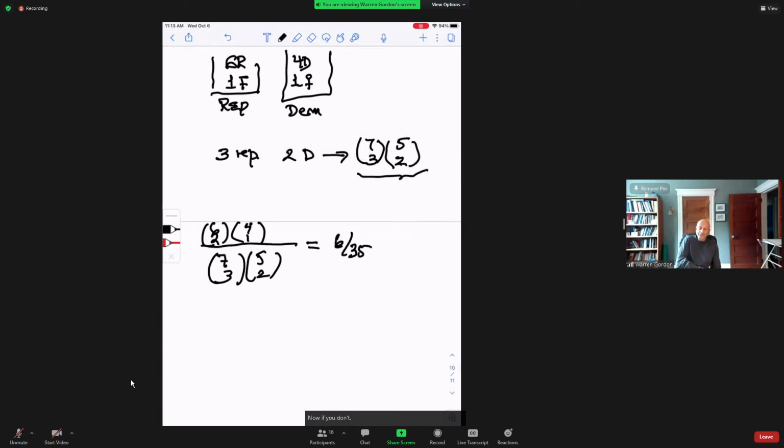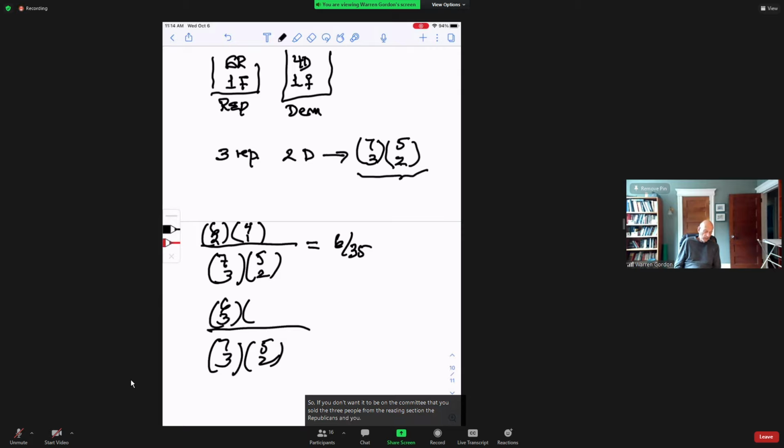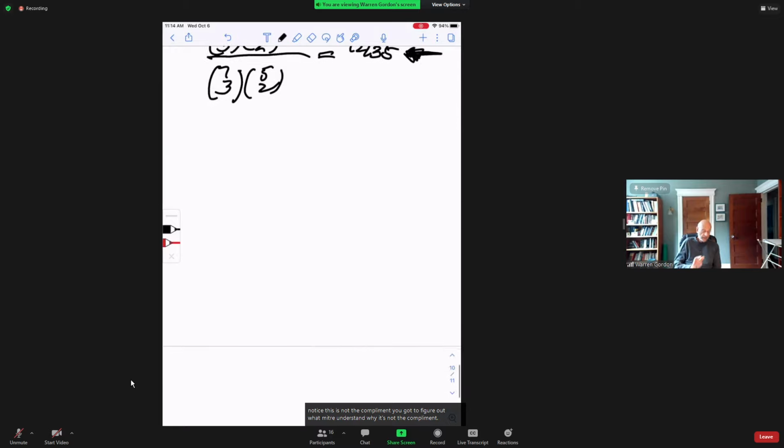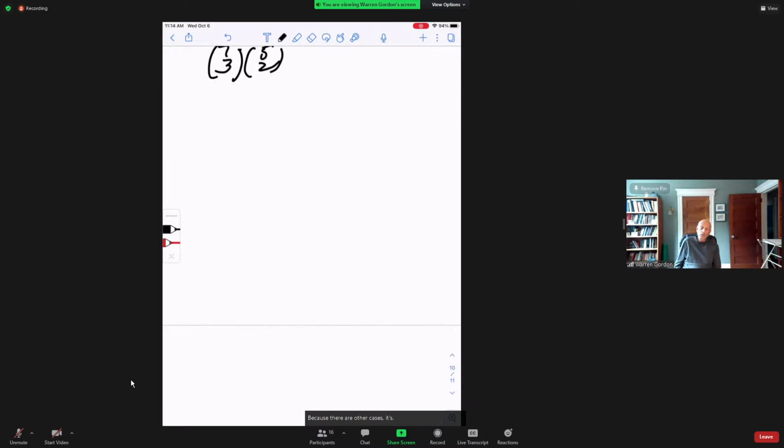Now, if you don't want them, it's not the complement, okay? In part B, the denominator is still the same. If you don't want either of them on the committee, then you still need 3 people from the remaining 6 for the Republicans, and 2 people from the remaining 5 for the Democrats. And that turns out to be, by the way, 12 out of 35. Notice, this is not the complement. Make sure you understand why it's not the complement. Because there are other cases. It's possible you have one and not the other.